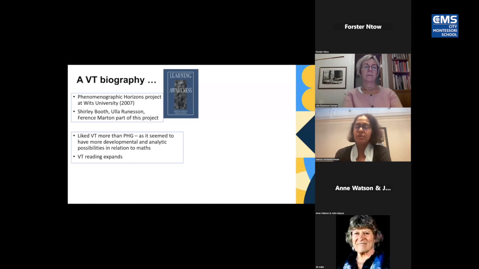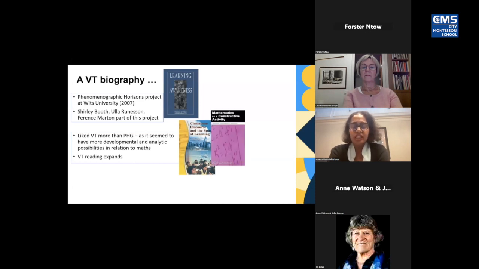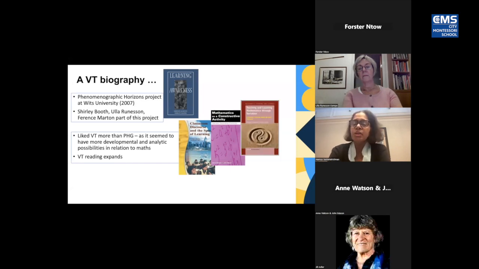And in doing that work, my reading of variation theory expanded. In particular, I was reading Ulla's work in this book, which I found really interesting. And then a book which I come back to time and time again because I find it so useful, which is Anne and John's work on the book that they wrote on maths as a constructive activity, learner generating examples. And much more recently, looking at a book which has talked quite a lot about the Chinese version of variation theory and how they've used it in Chinese traditions.